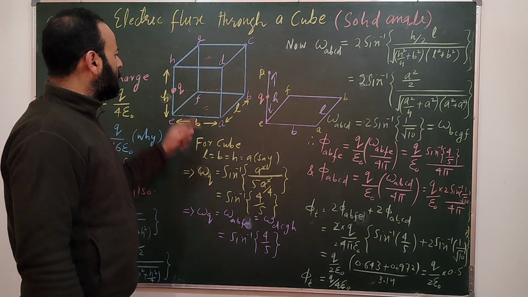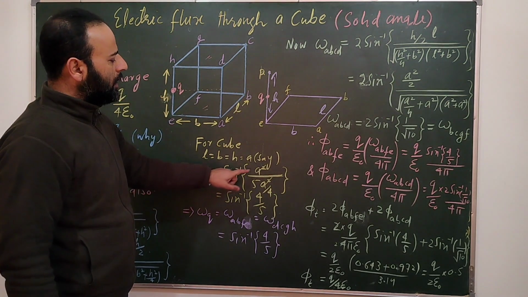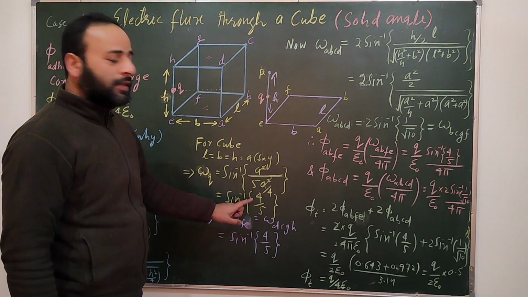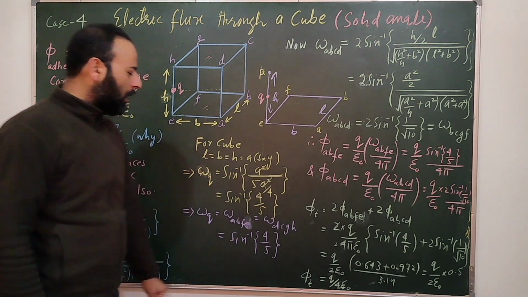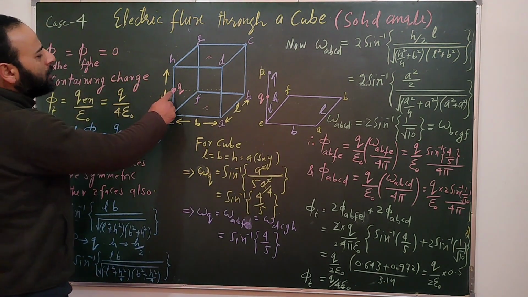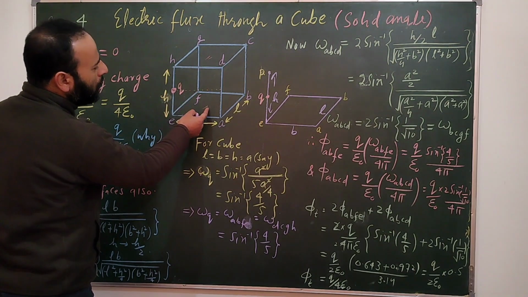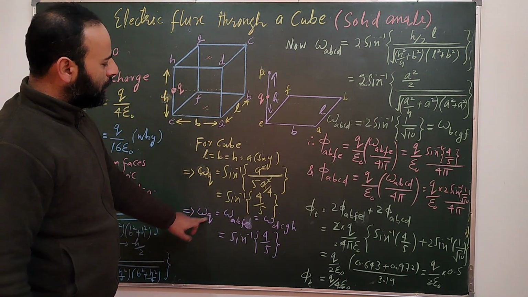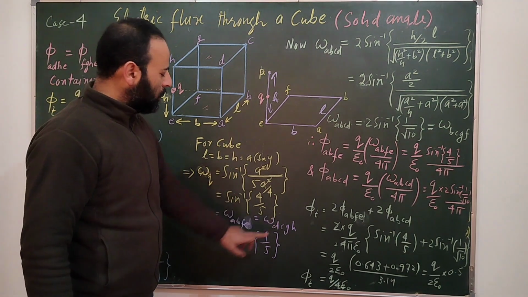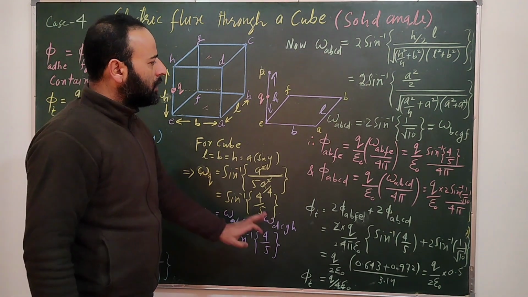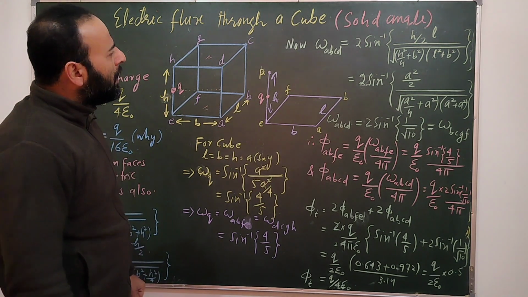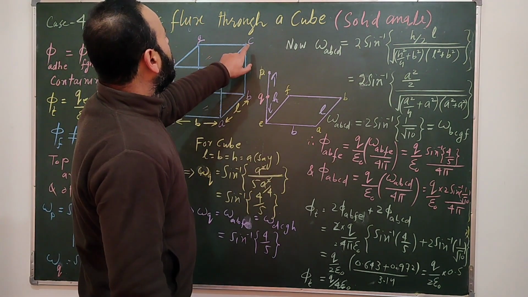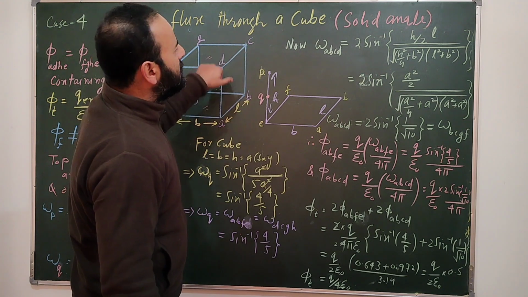So solid angle subtended at this point is equal to sine inverse A square divided by 5 A square by 4. So that is sine inverse 4 by 5, right? But solid angle subtended at this point due to bottom and due to the top are same. So I can write solid angle subtended at Q is equal to this, and that is sine inverse 4 by 5, right? Now, let's see what is the solid angle subtended by this face, that is ABCD.